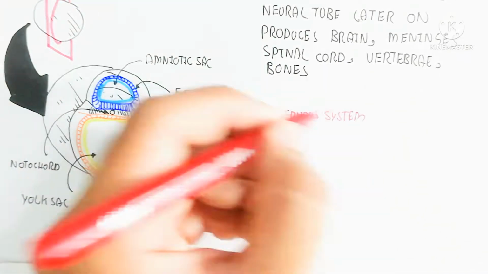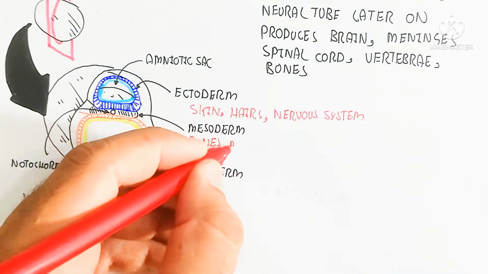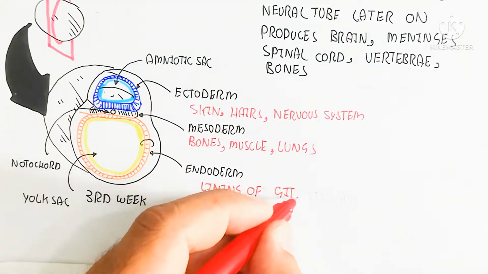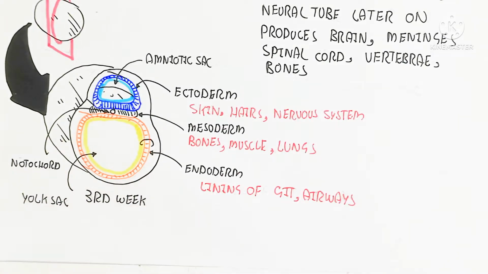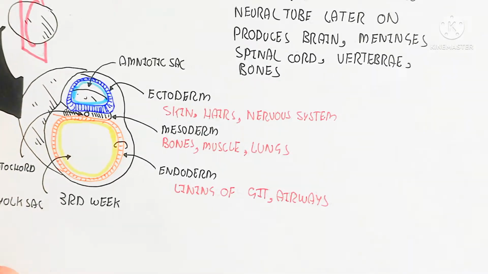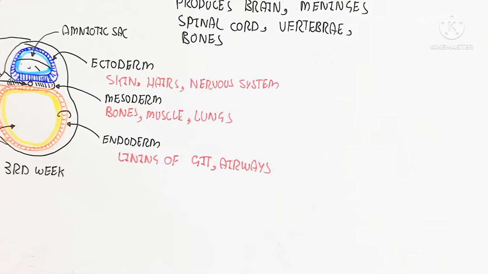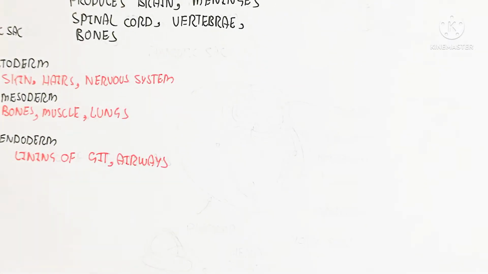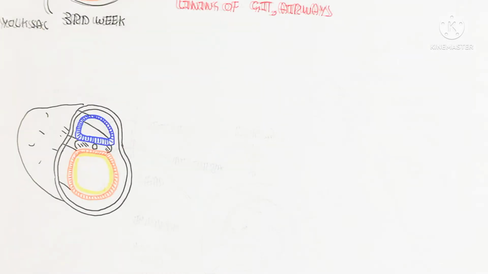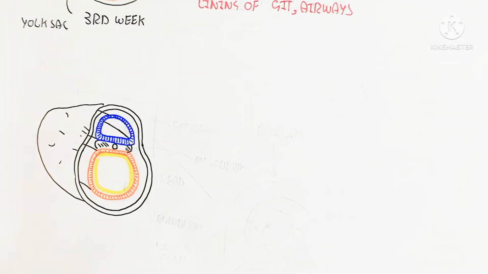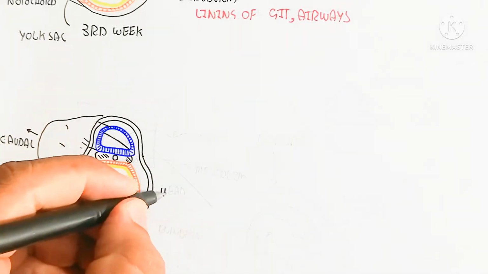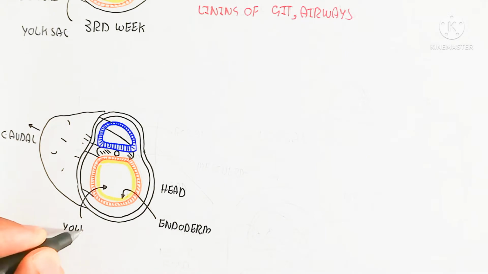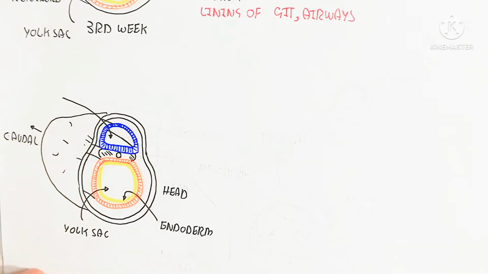This is the mesoderm. Basically, the ectoderm produces skin, hairs and nervous system, while the mesoderm produces the bones, muscle and lungs, and the endoderm, which is surrounded by the yolk sac, is basically the lining of the gastrointestinal tract and airways. So remember, the ectoderm later on will cover the whole body because it develops the skin, hairs and nervous system. That is why the whole covering of the body is due to the ectoderm.